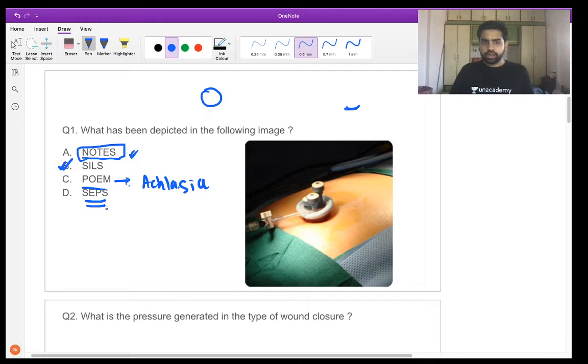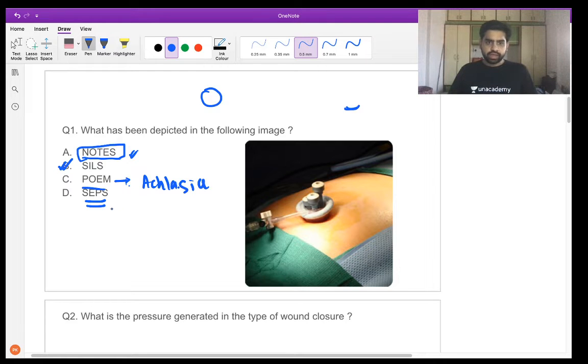And what is SEPS? Can anybody tell me what this SEPS is, guys? A very simple thing. Where do you use it? Farhat, Richim, can you tell me where you use SEPS? Anybody can comment. Where do you use SEPS?